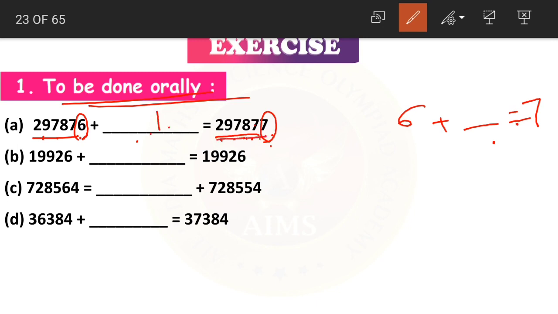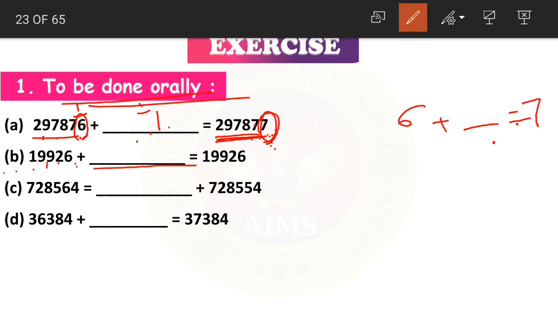Now why only 1 here? Because the digits in remaining places are the same. Only the digit in one's place is different. So 6 plus 1 gives us 7. Clear? Now moving on to question number B.